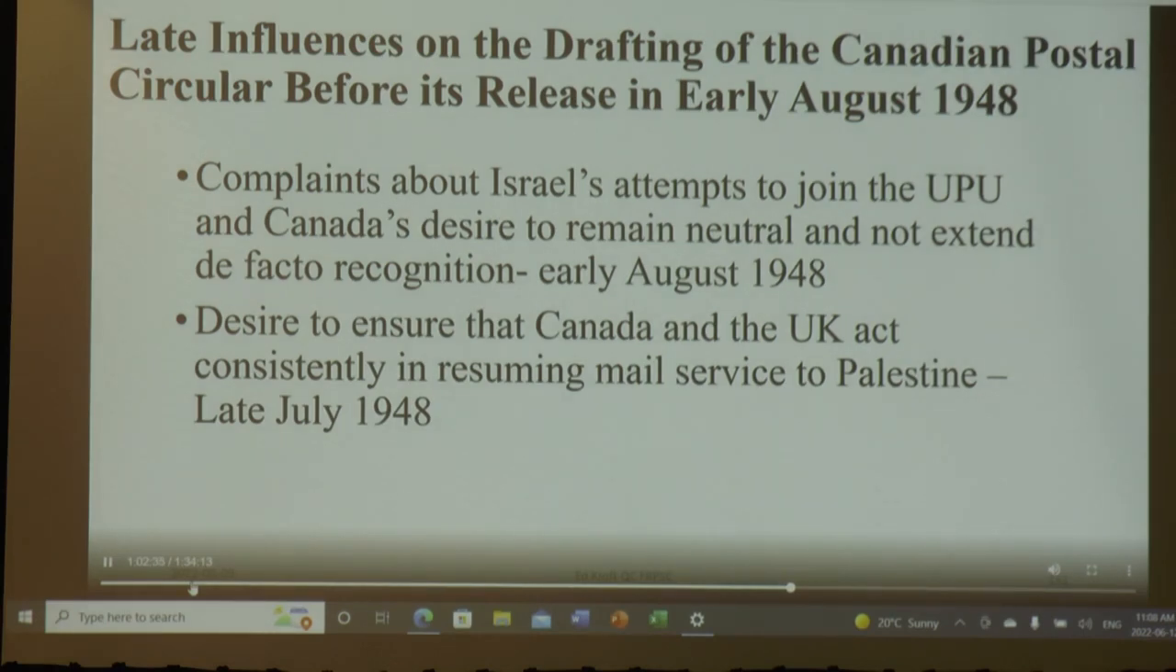Also, remember at the time, King was the prime minister. King still favored neutrality. King still favored following relationships with the United Kingdom. And the United Kingdom at the time was still not very interested in recognizing a Jewish state, so Canada wanted to tread carefully.